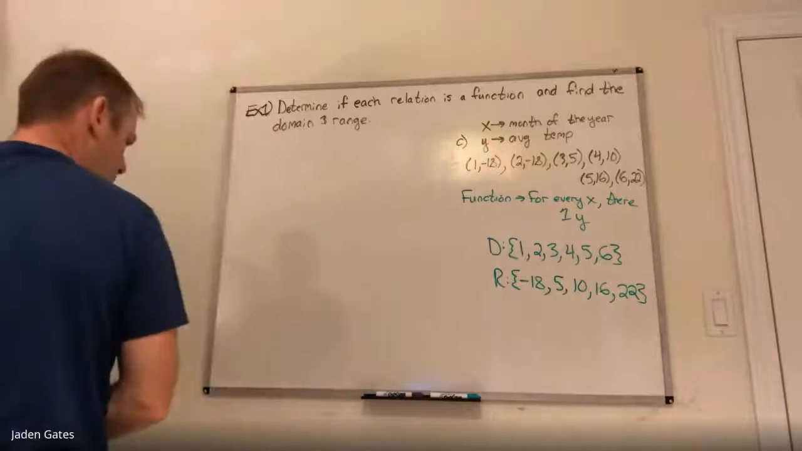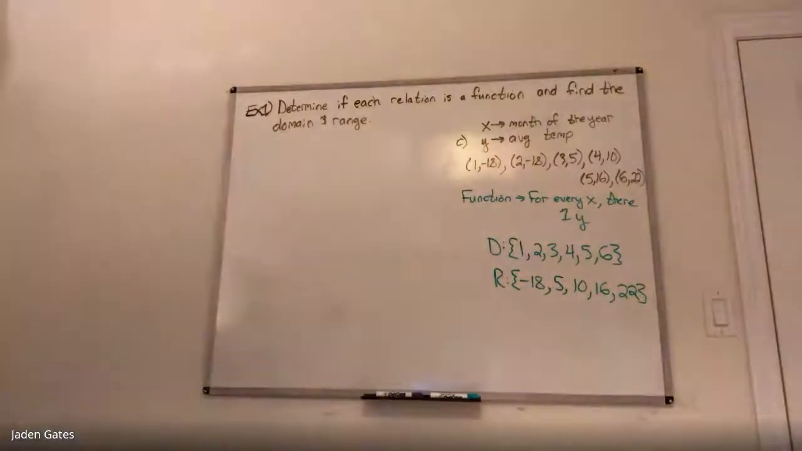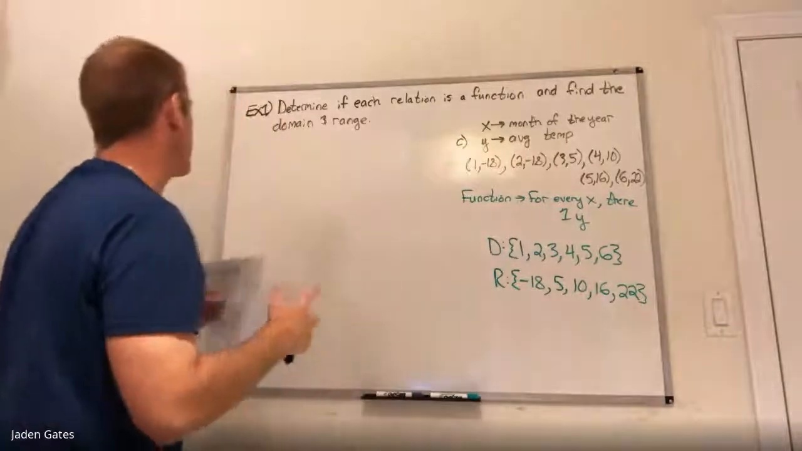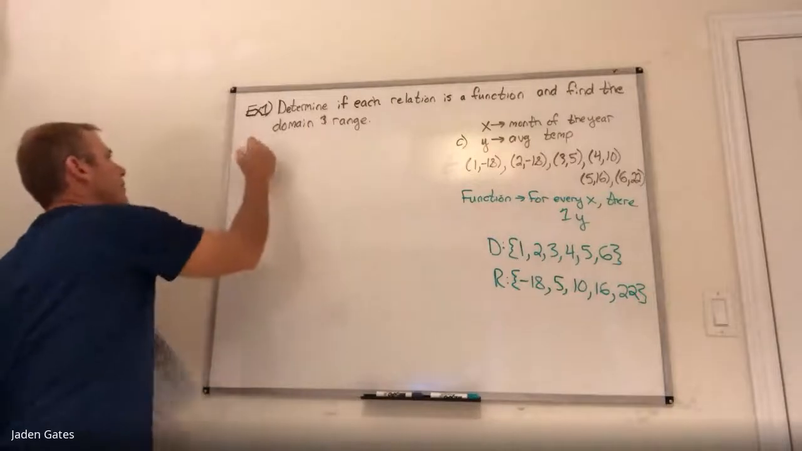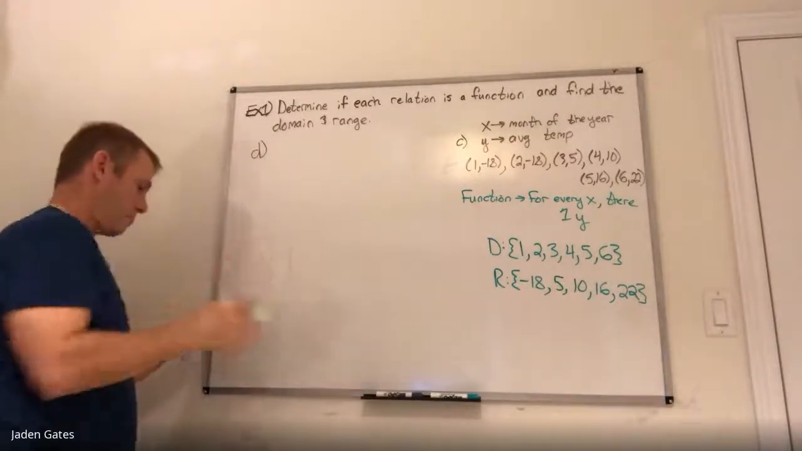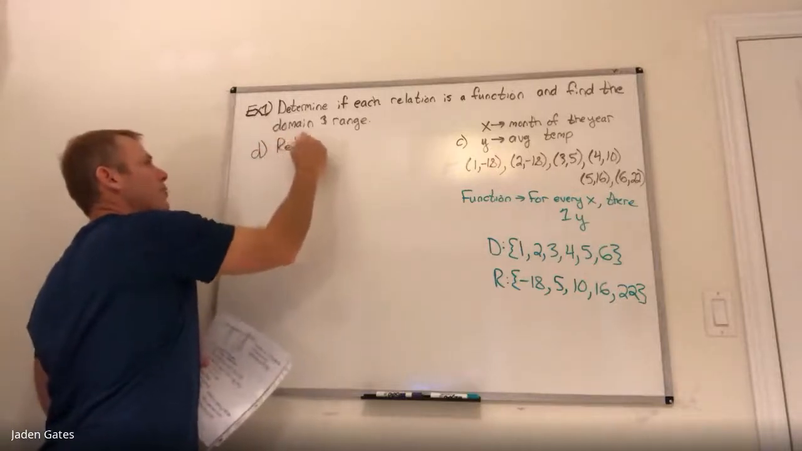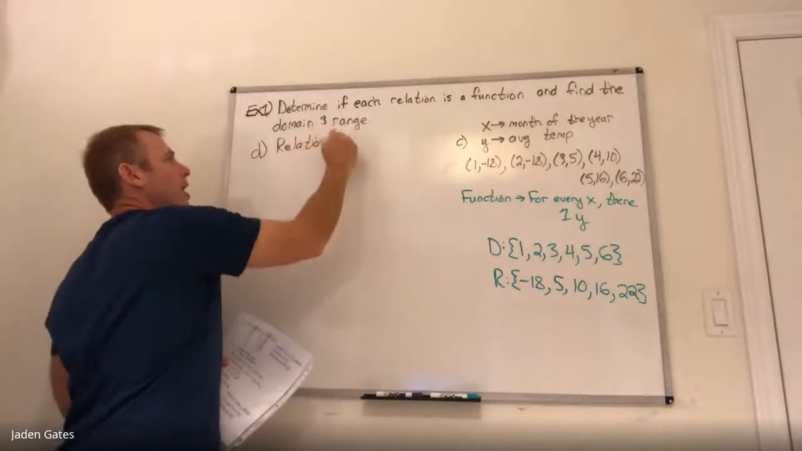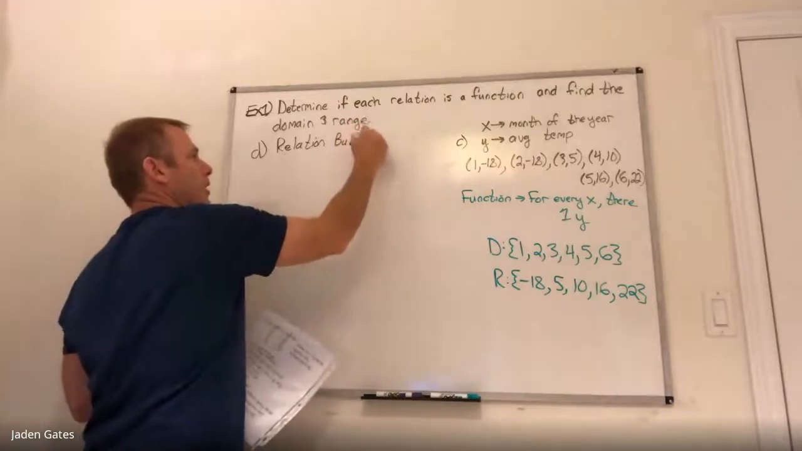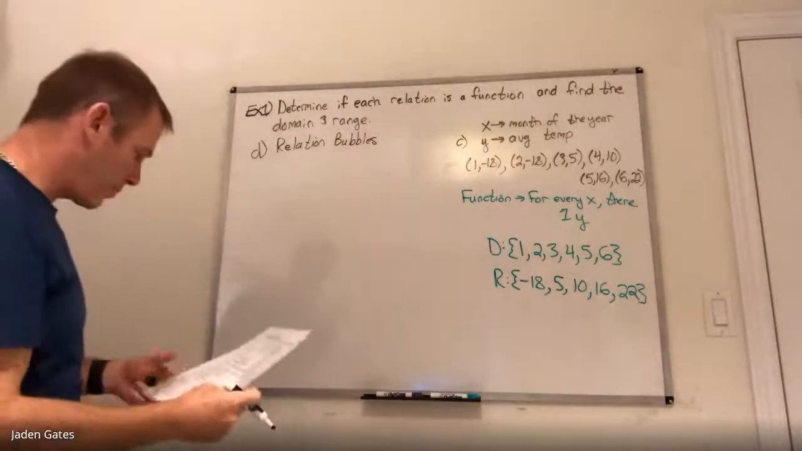That is what's called relation bubbles. This is example D. Again, I'm going to be looking at relation bubbles. It's another way to illustrate a relationship. We have a table of values and points.